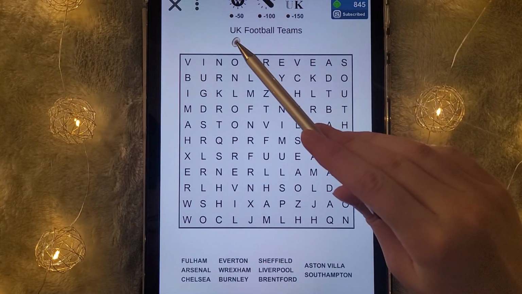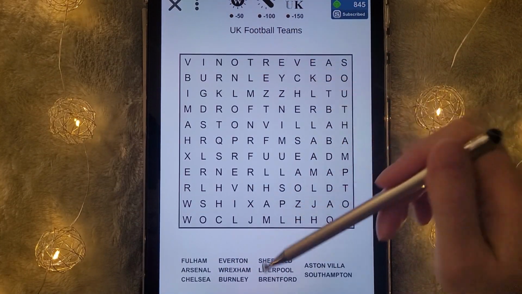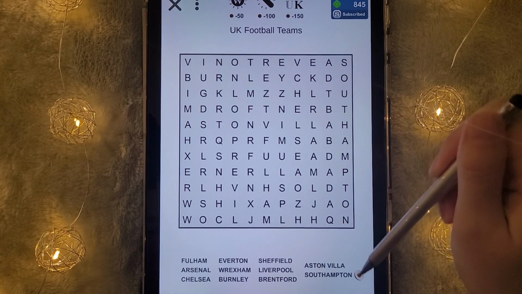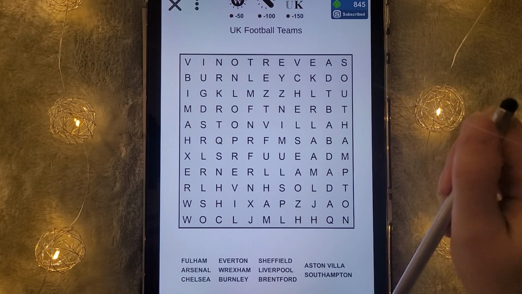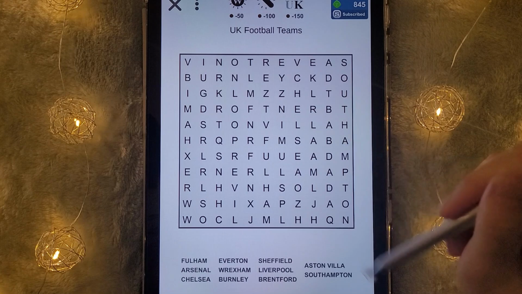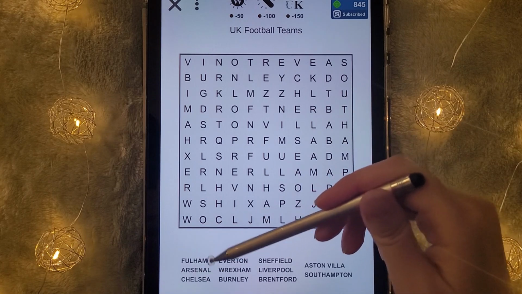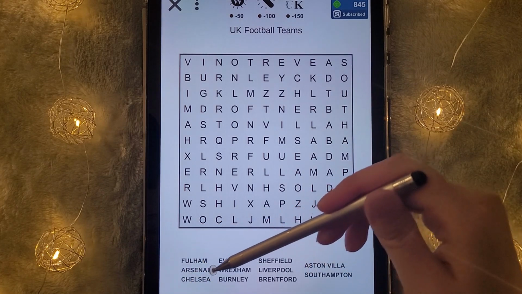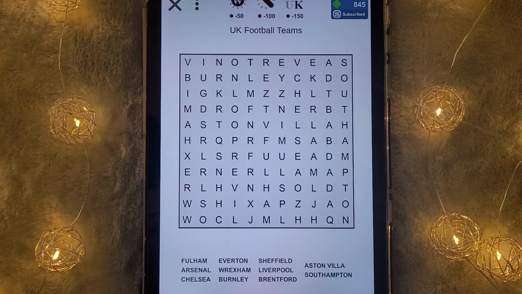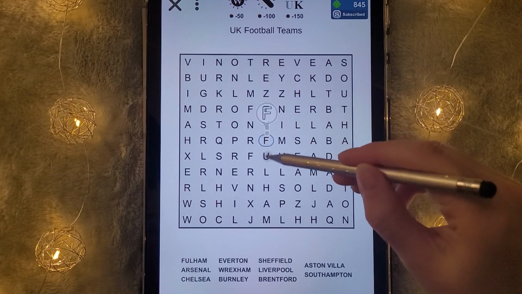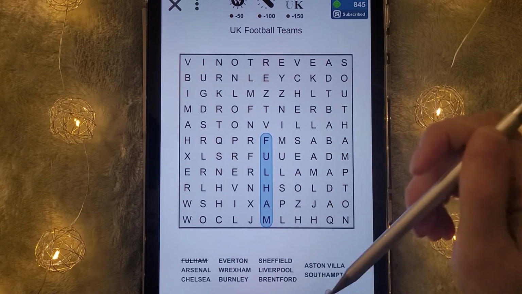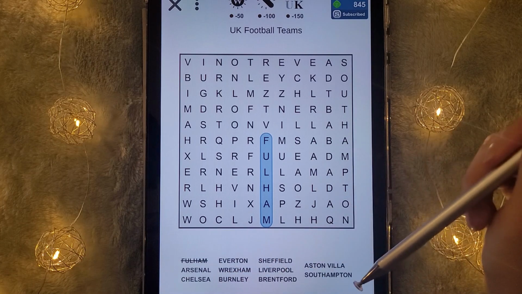Okay, so these are UK football teams. So I'm probably going to butcher some of these names, but let's go ahead and get started. So let's start with finding Fulham. Not sure. And Arsenal.